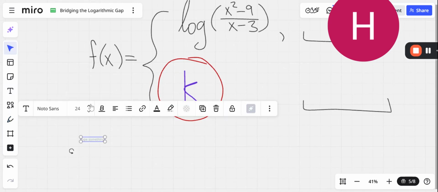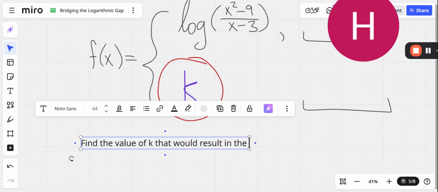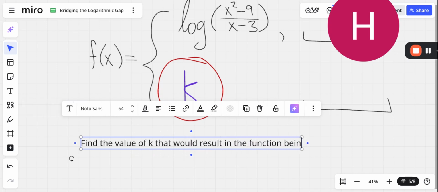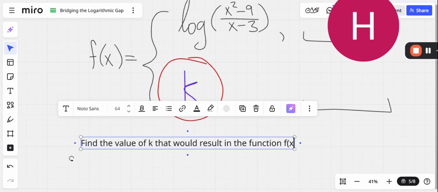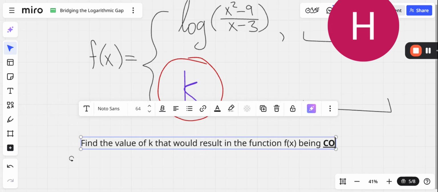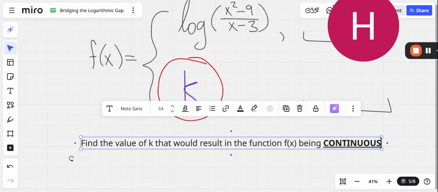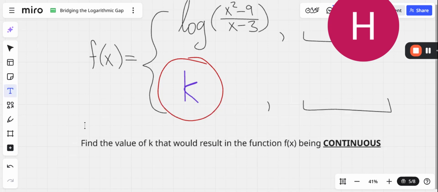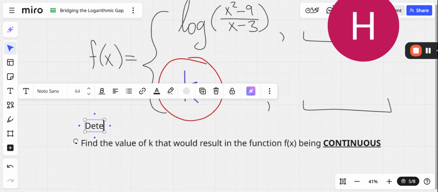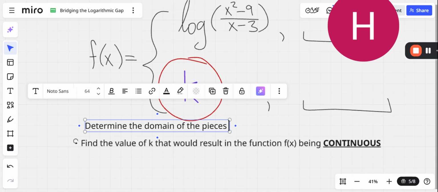Oh, let's increase the size of that a little bit. Now, there could be more than one value. Oh no, there can't. Find the value of k that results in the function f of x being continuous. And actually what we should have you do first is to determine the domain of the pieces of the function.